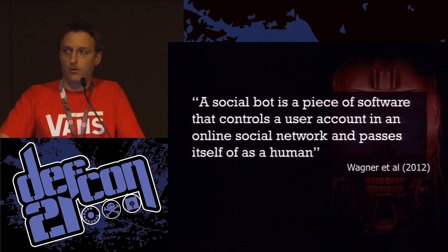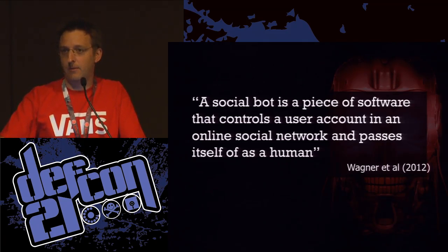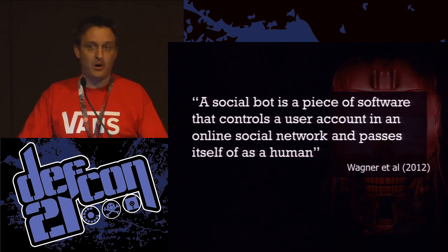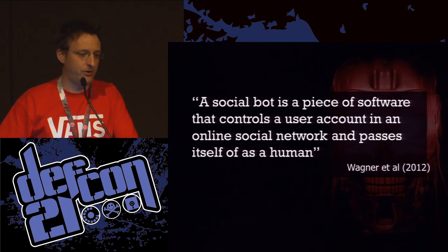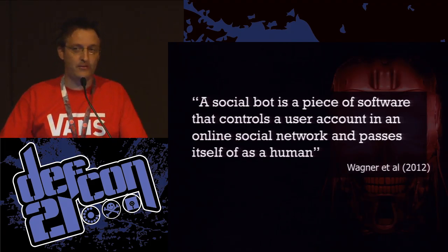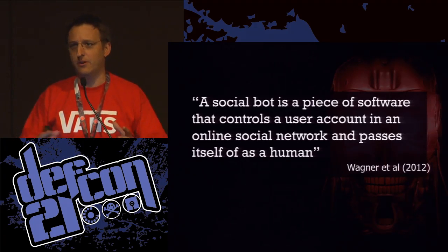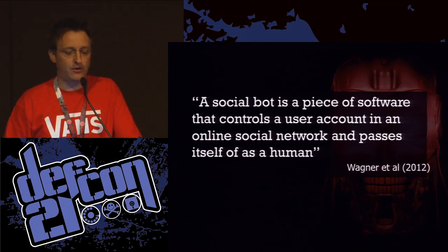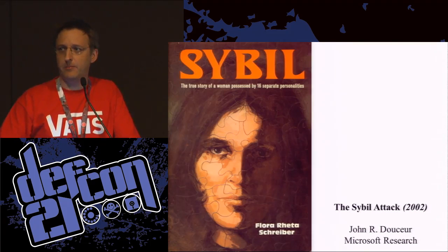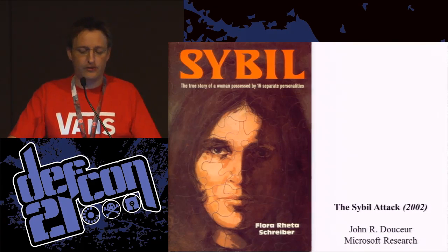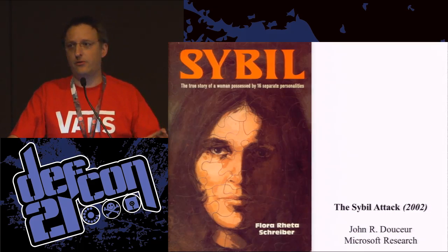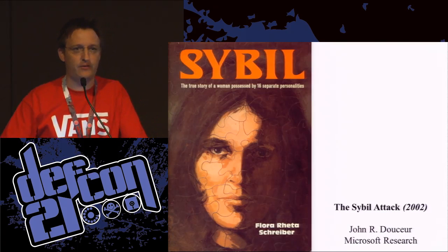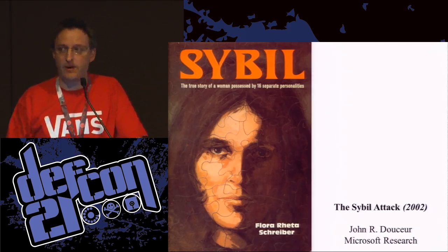So Wagner et al., who are the only other people that we've found doing research into social bots on Twitter, provided this working definition of a social bot. A social bot is a piece of software that controls a user account in an online social network and passes itself off as human. That is a reasonable working definition. You might also hear the term Sybil. Sybil was coined by a chap called John Douceur at Microsoft Research, and it's kind of the same thing, fake accounts. It derives its name from a lady who had 16 different personalities, and there's a movie and a book of the same name.